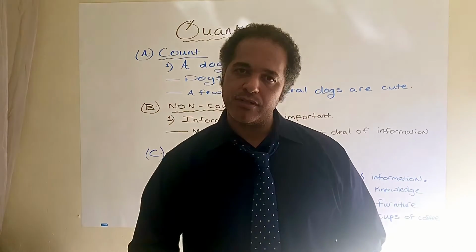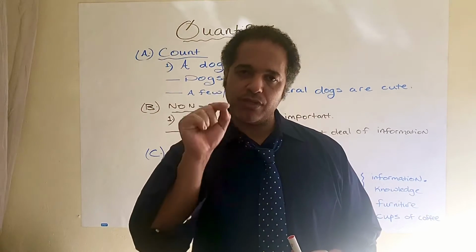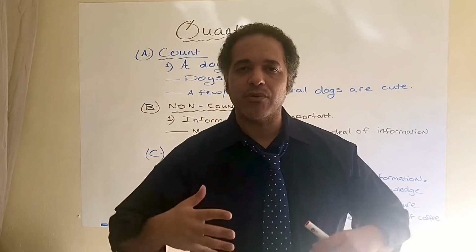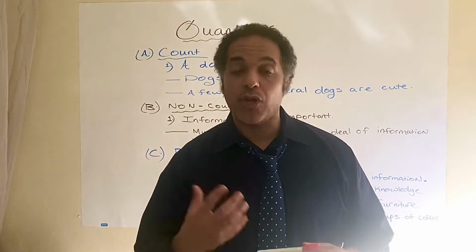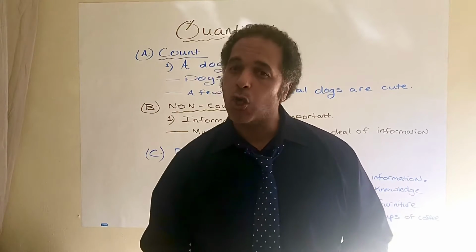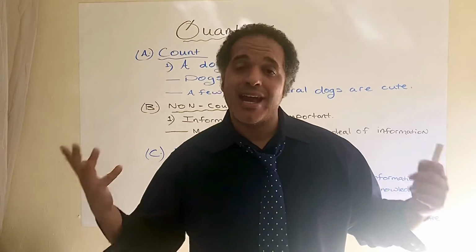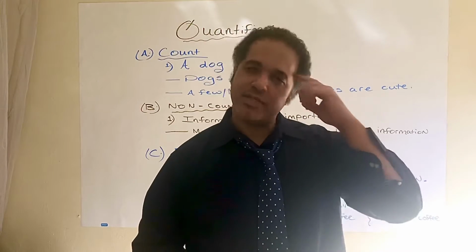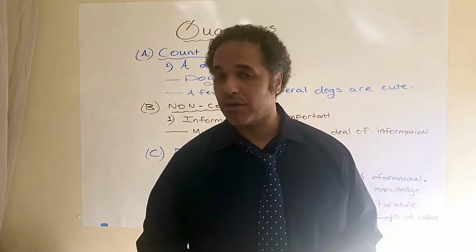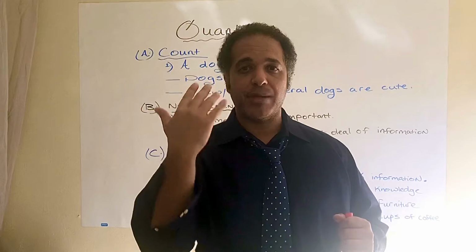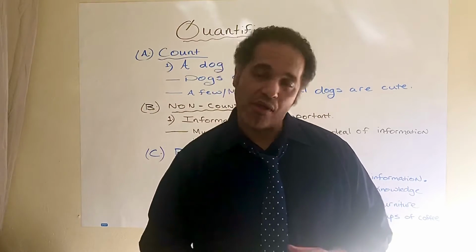Well, a quantifier is something that you put in front of the noun to give an idea about the amount or the quantity. That's where the name quantifier comes from. It comes from the word quantity. Quantity means how much. Now, this is kind of related to another lesson that I did, which was on articles. Remember, a, an, they basically mean one thing.